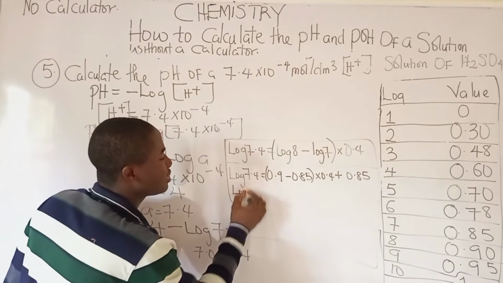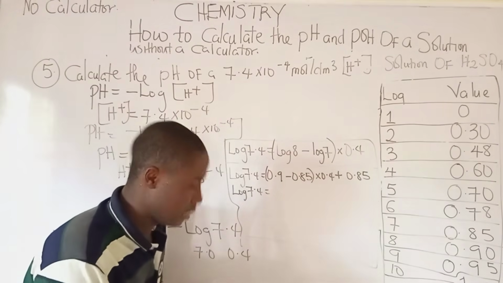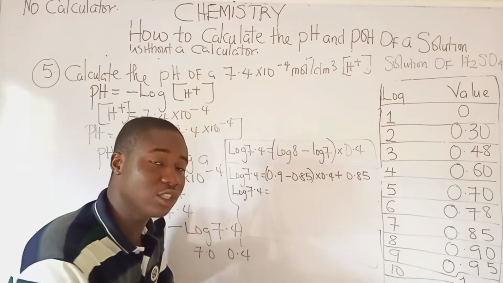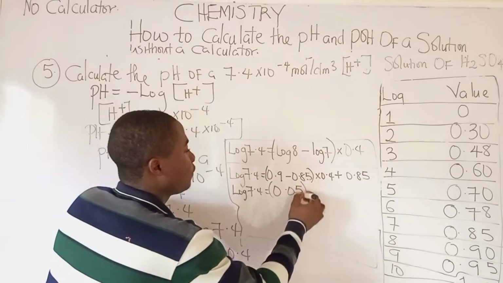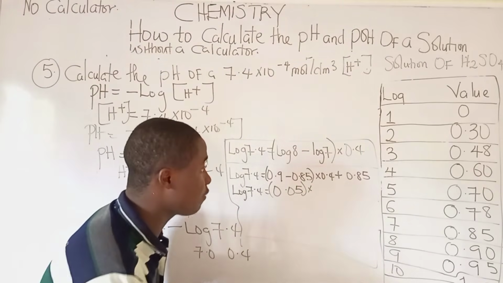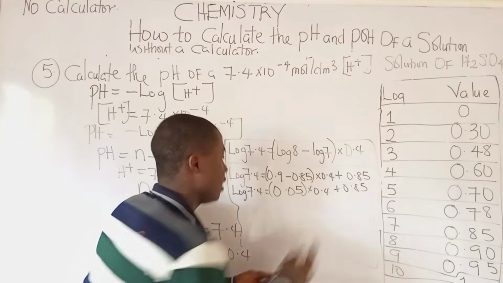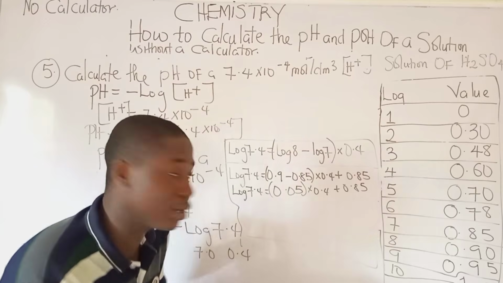So log 7.4 will now be equal to 0.9 minus 0.85. We are having 0.05. So inside the bracket is 0.05, times this. So 0.05 times 0.4 plus 0.85. So 0.05 times 0.4, that is 0.02.